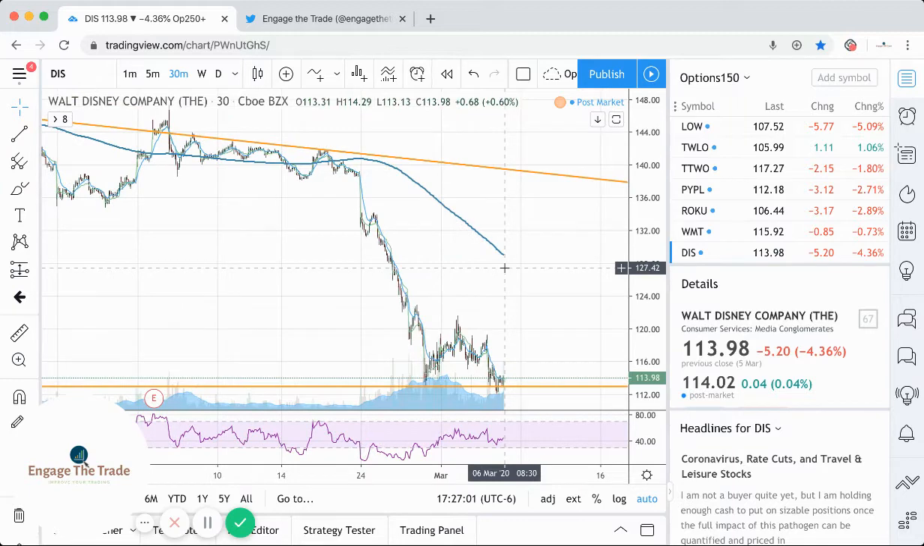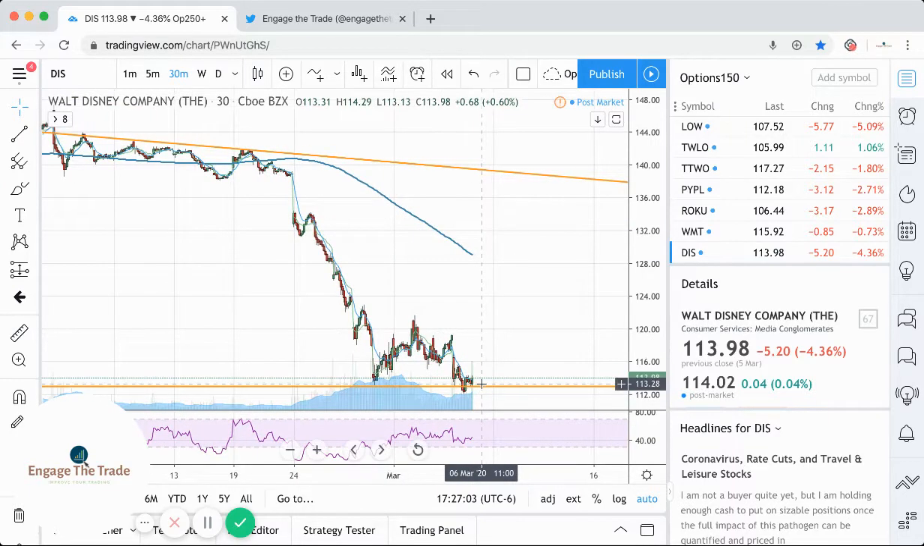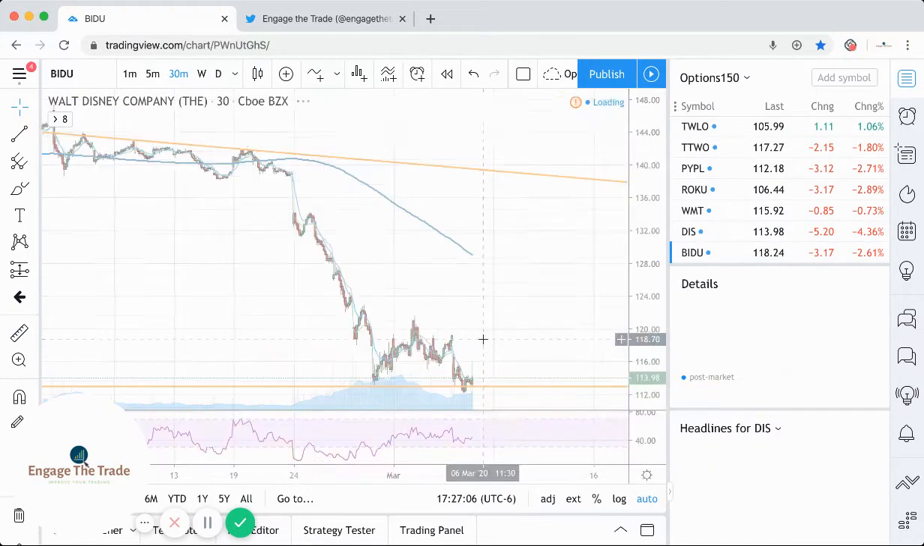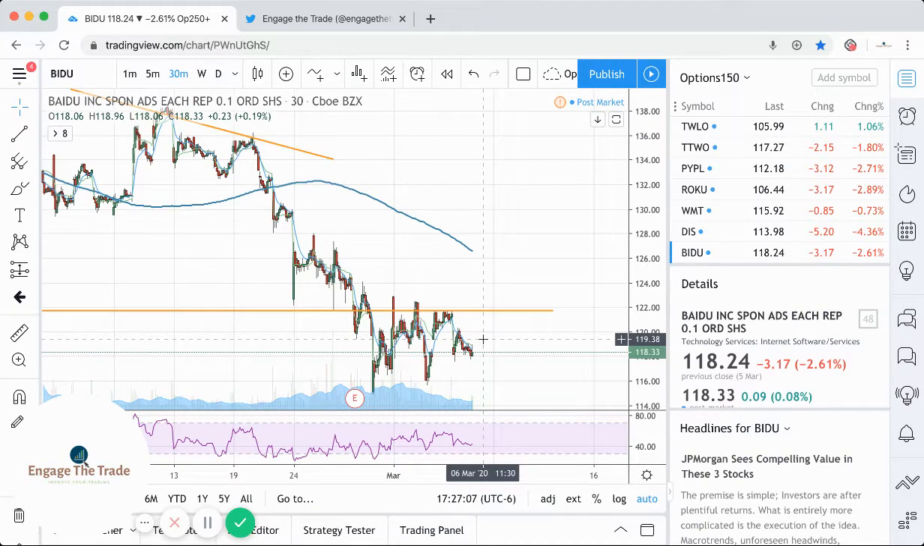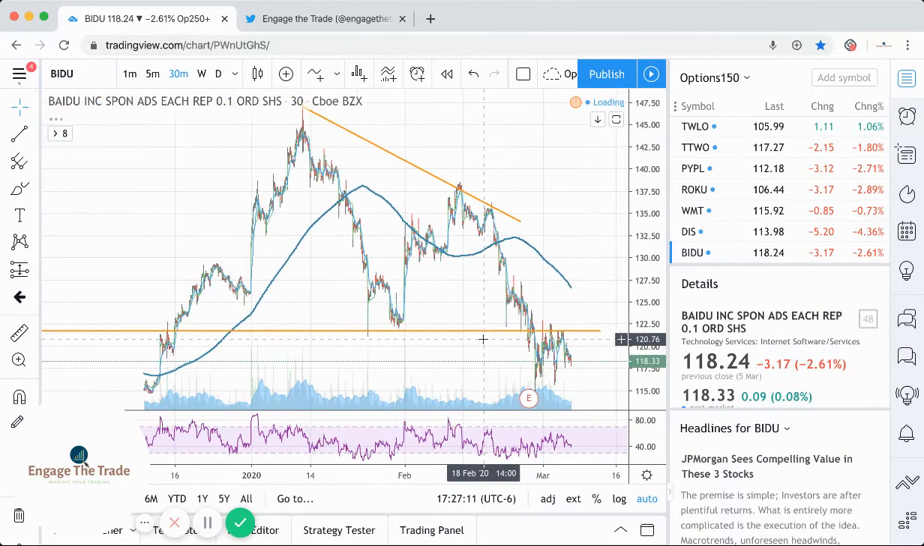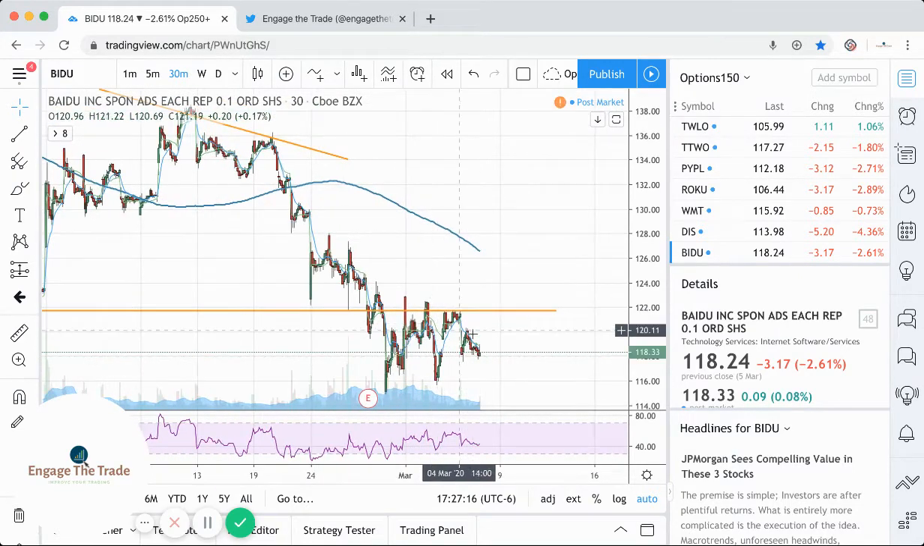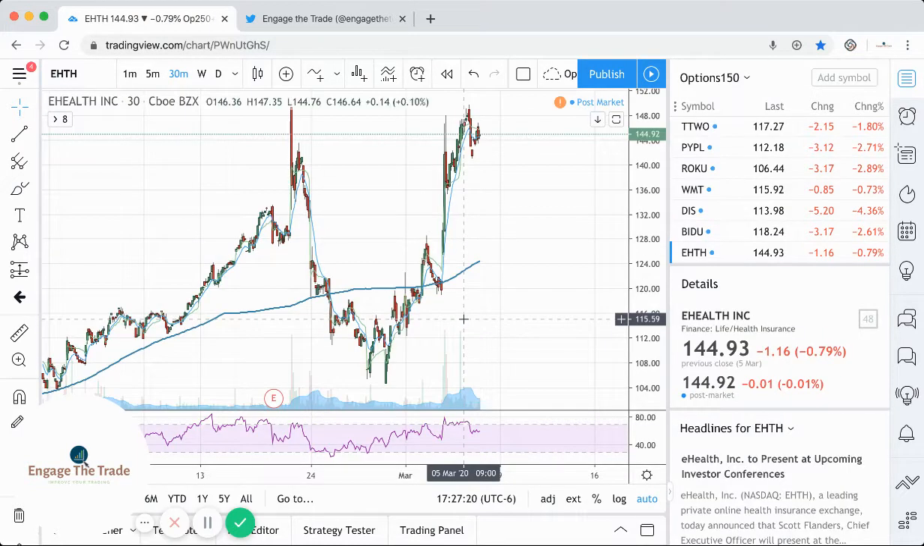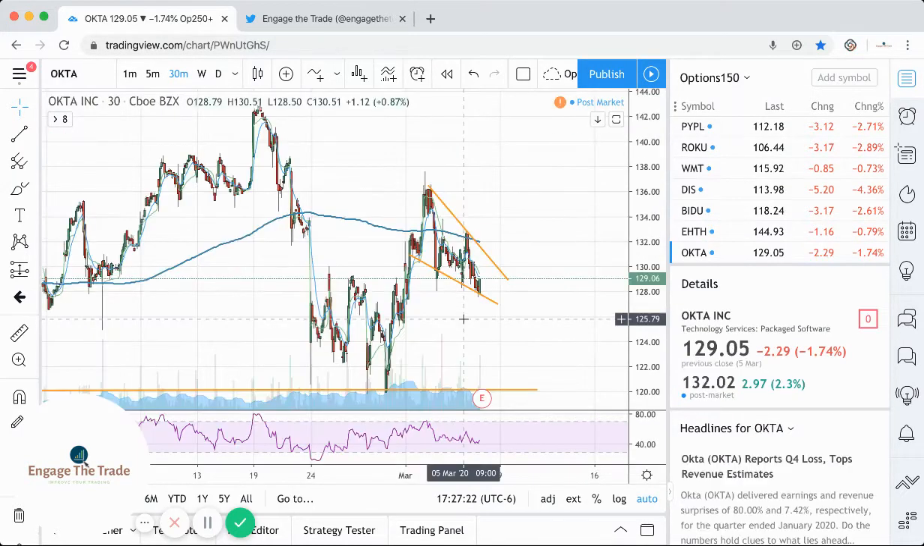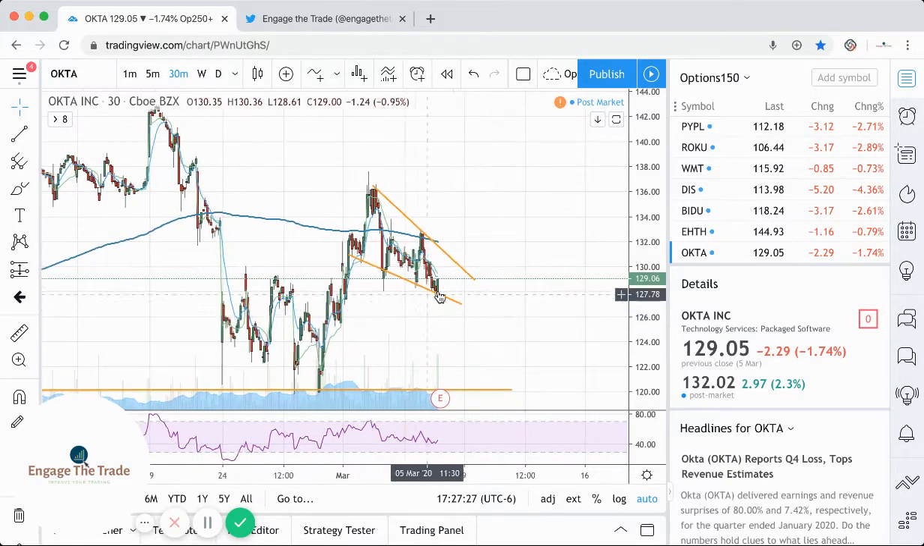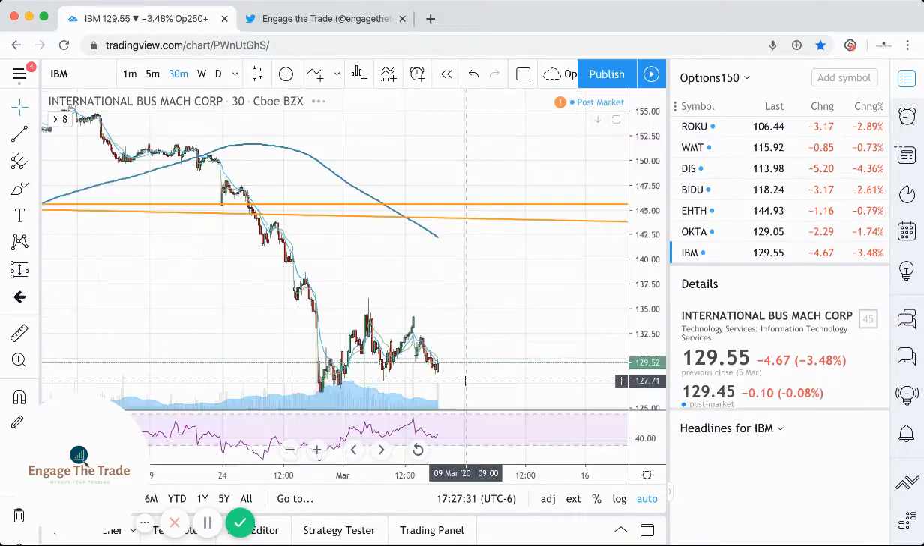Ooh, Disney's a decent short setup. There are some put buyers today in it. Here's Baidu. Had their earnings. Looks like it can't break out of that, so that could be a short. But again, these ranges are big, so got to be careful. OKTA, this is a nice falling wedge, but earnings, so no thank you.